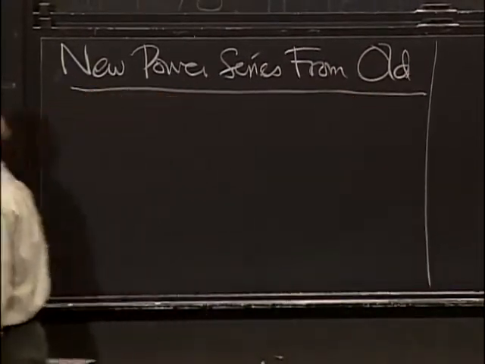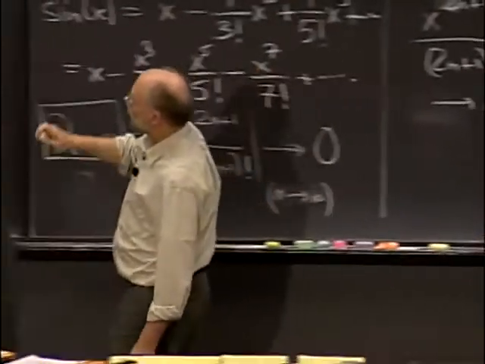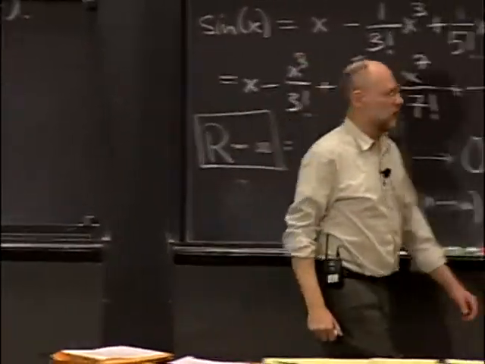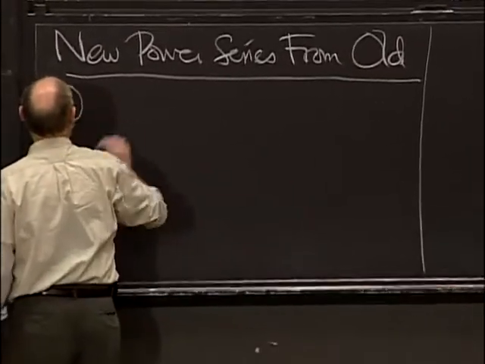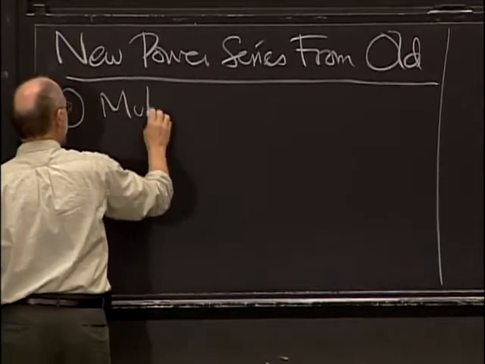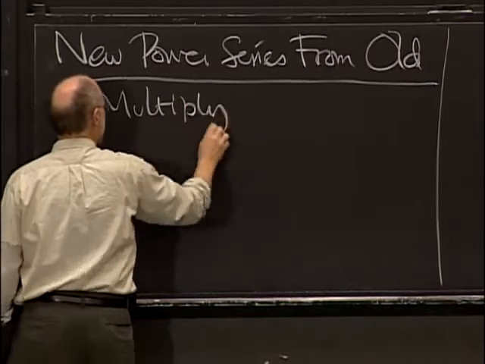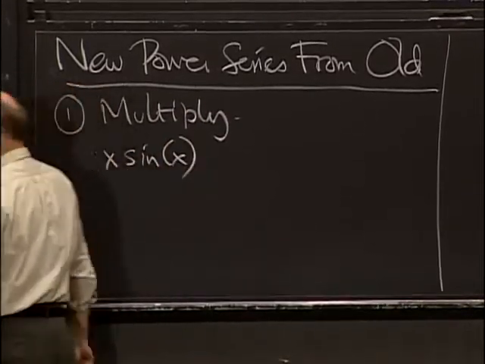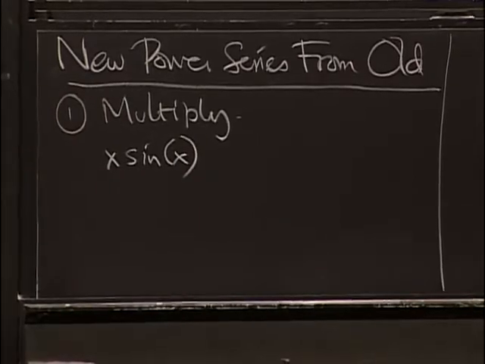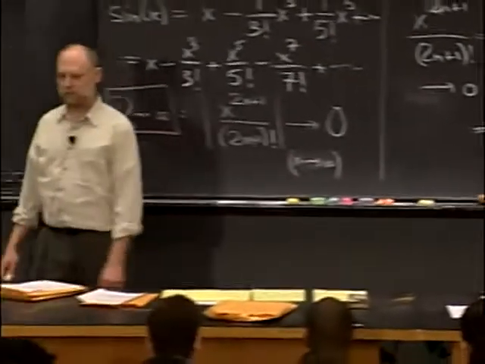And this is also called operations on power series. So what are the things that we can do to a power series? Well, one of the things you can do is multiply. So, for example, what if I want to compute a power series for x times the sine of x?